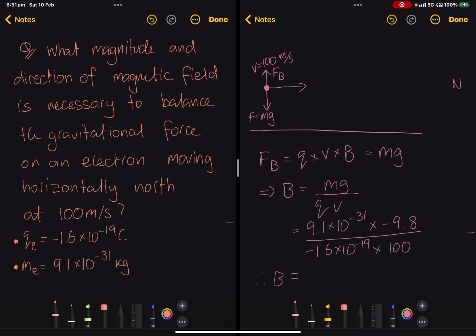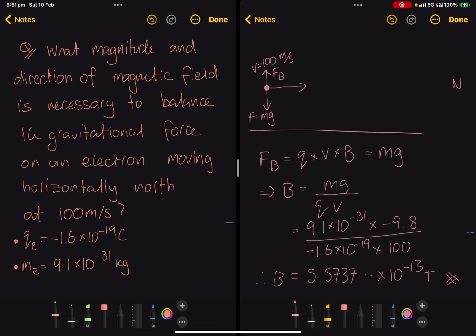So my calculator tells me that this is 5.5737 times 10 to the minus 13. And this will be in Teslas. So this is the magnitude of the field.